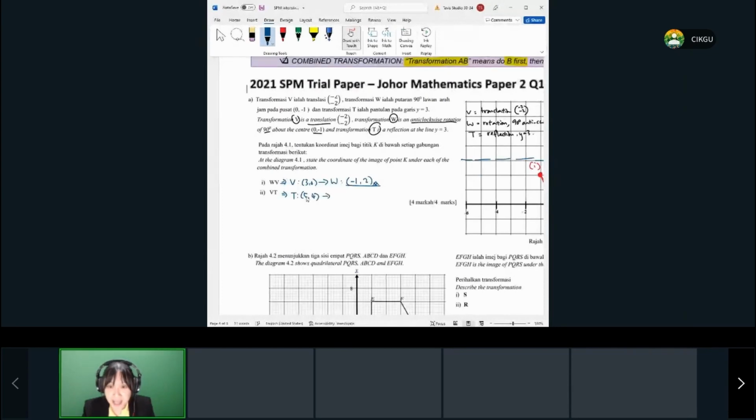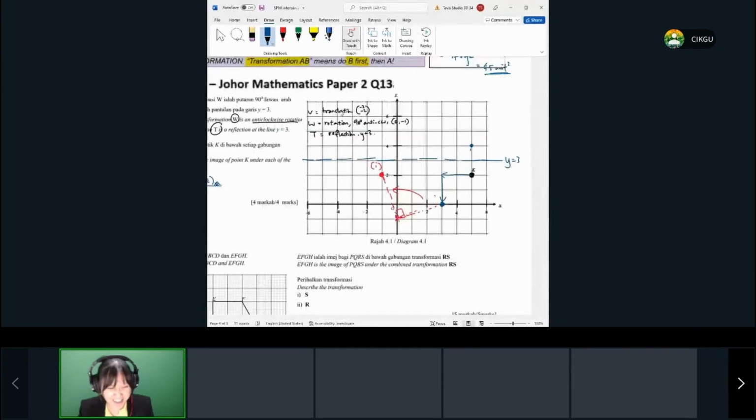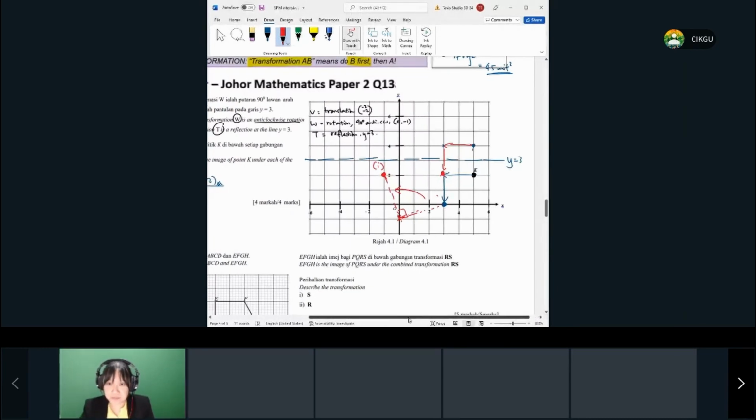Then from (5, 4), you need to do V. So V is what? Translation. Oh yay, no need to do rotation. Take this, go -2 and -2 down. So it looks like it's going to reach right here. That means we're going to reach (3, 2). Done.